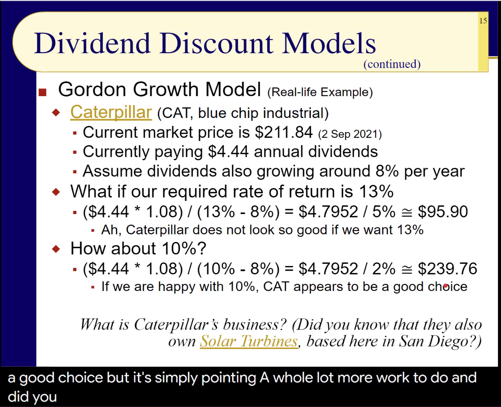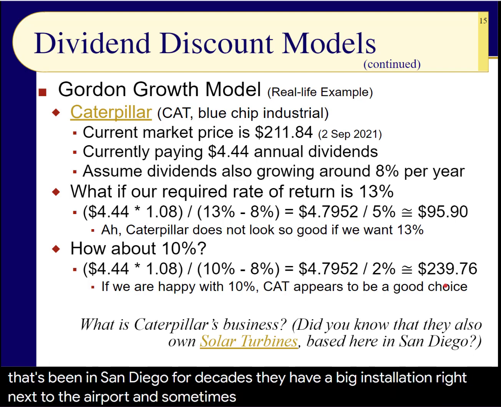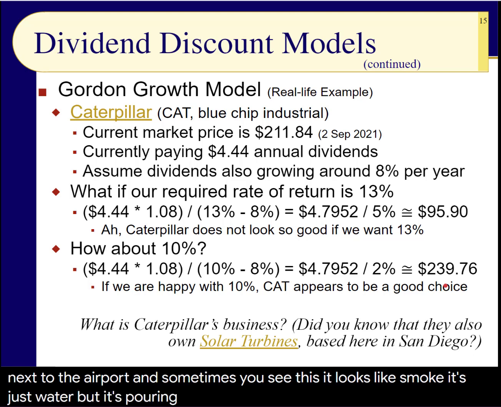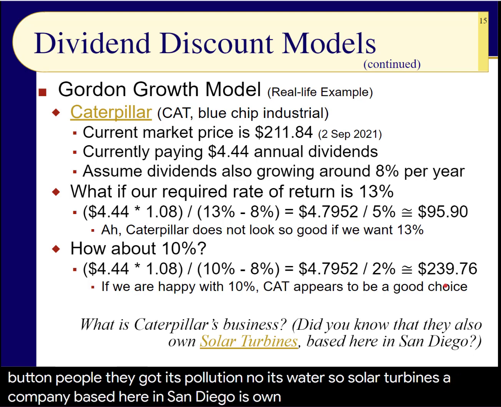And did you know that Caterpillar owns Solar Turbines, which is a company that's been in San Diego for decades? They have a big installation right next to the airport. And sometimes you see what looks like smoke, it's just water, pouring out of these devices, and people say, oh, it's pollution. No, it's water. So Solar Turbines, a company based here in San Diego, is owned by Caterpillar.